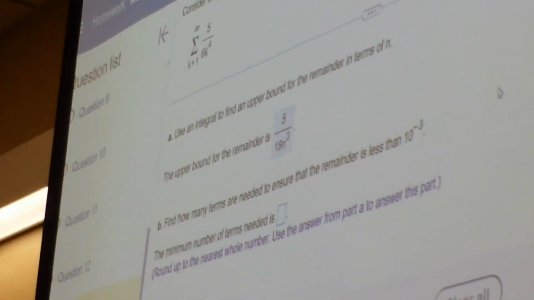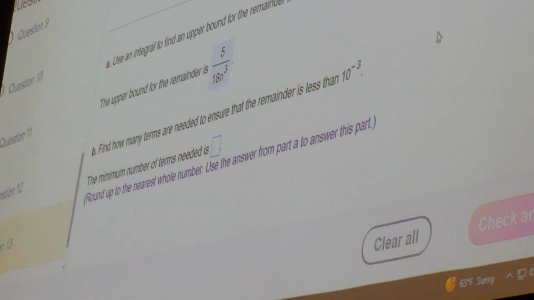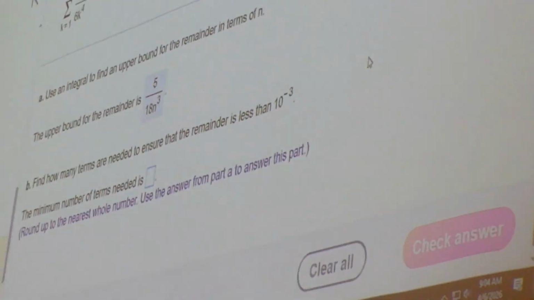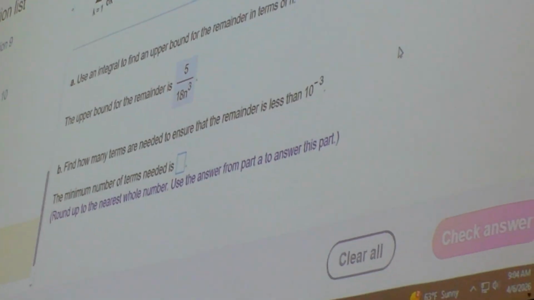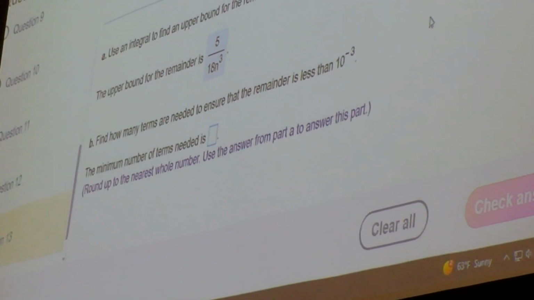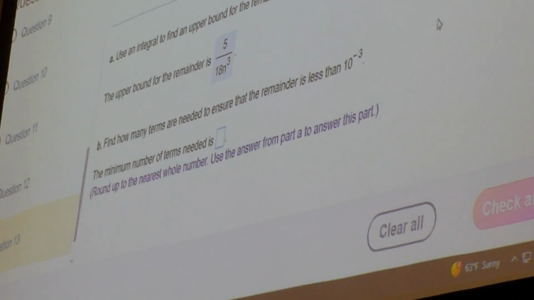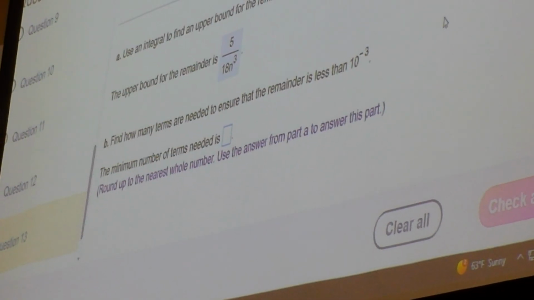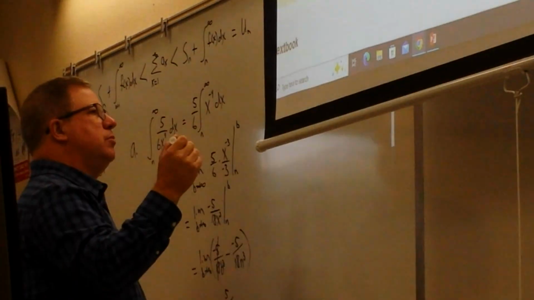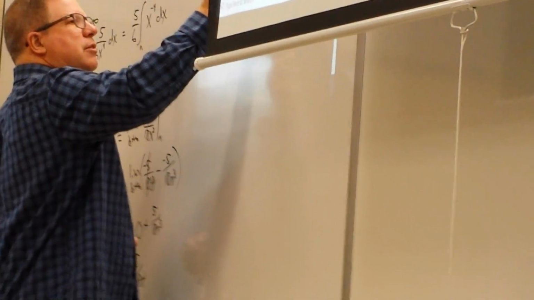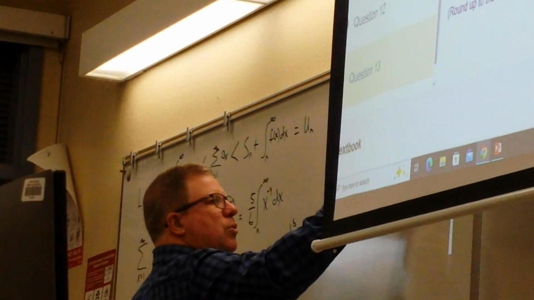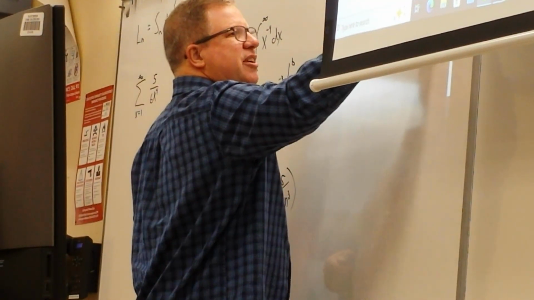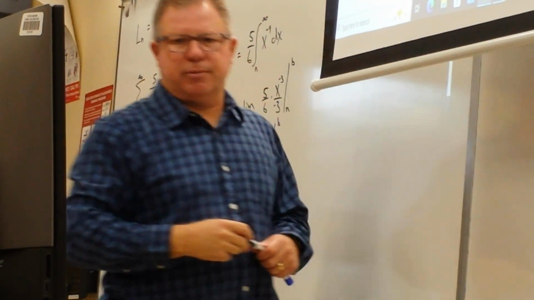All right, part B. I'll pull that up when I do the work here so I don't walk your view over here. Part B. Find how many terms are needed to ensure that the remainder is less than 10 to the -3rd. So, find n so r sub n is less than 10 to the -3rd.